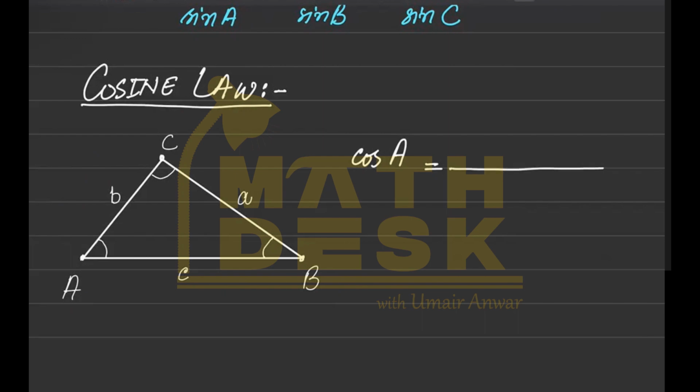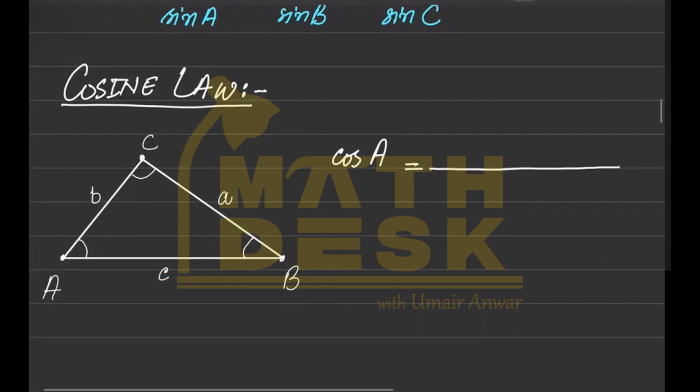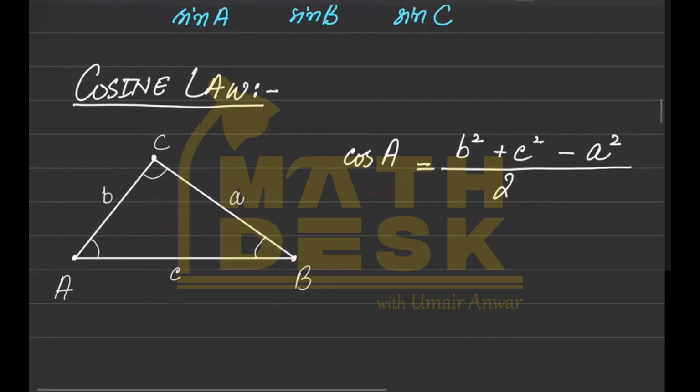equal to a fraction. In this fraction, the square of B and C would be positive, but the square of the side which is in front of the written angle is A, and the side in front of this angle is small a. Its square would be negative. And in the denominator, 2 would be written with the product of the two sides which were written as positive, means B and C.